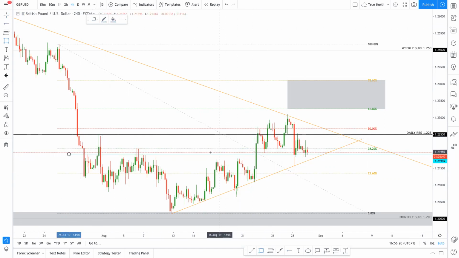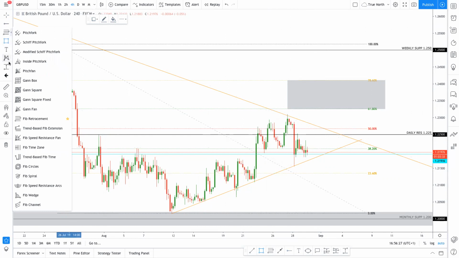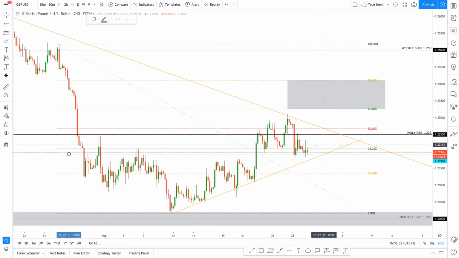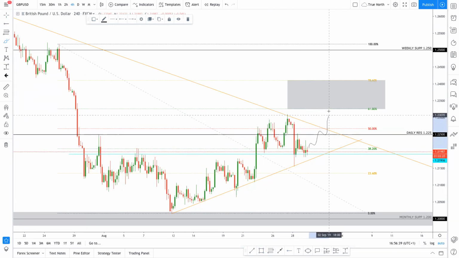So what I'd be looking for is price to move back up into this region, the highlighted region that I've got there. So if I just get my brush tool. From this level, I'm looking for price to move up. I'm looking for it to break this trend line up to around the 61.8. Then I'm going to look for price action confirmation back down to the downside, and I'd be looking to ride this most likely all the way down to the monthly level 1.20.